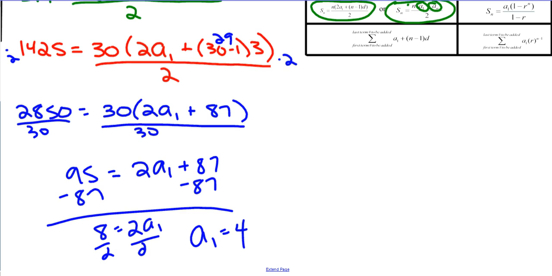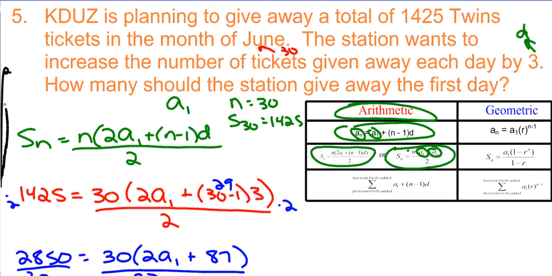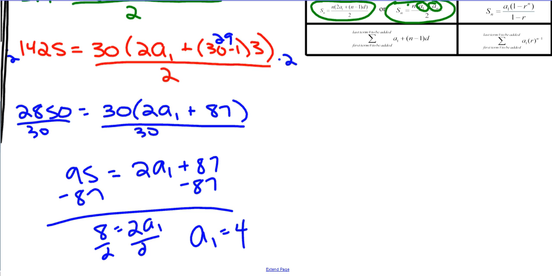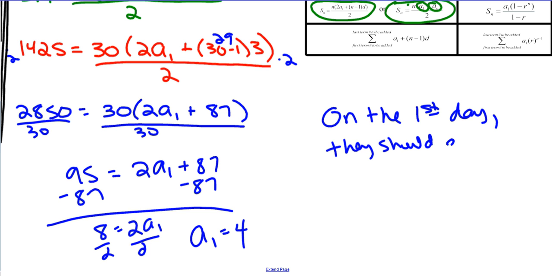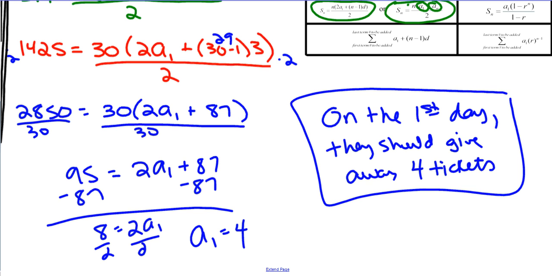Now, I don't even remember what this question was asking for. Is that the question? How many should the station give away on the first day? There's the question. So on the first day, they should give away 4 tickets. Now, if they were asking on the 8th day, how many are they going to give away? You can now plug this in and you have all your variables, but that's all they asked for. So I'm done with that problem.